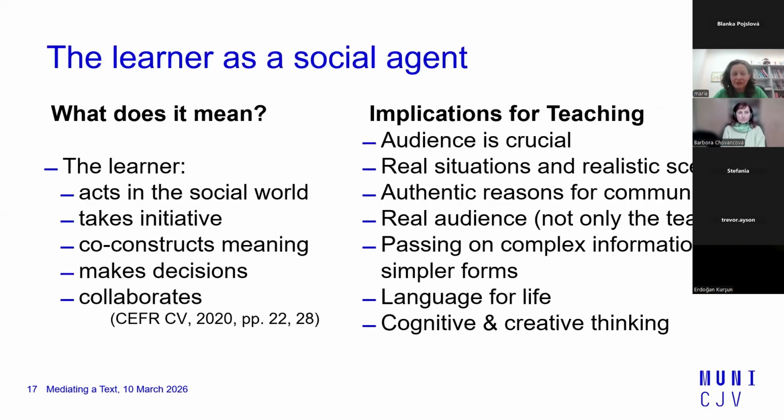So what does it actually mean, the learner as a social agent? The learner lives in the real world, in the social world, needs to communicate, needs to take initiative, co-construct meaning, but also make decisions about what to say, when, to whom, and how, and also needs to collaborate. And all these things have clear implications for our teaching. It's very important to incorporate real situations in our classrooms, to use authentic reasons, to use language that is used for life. And altogether in these activities, it's important for our students to focus on creative thinking and cognitive thinking.